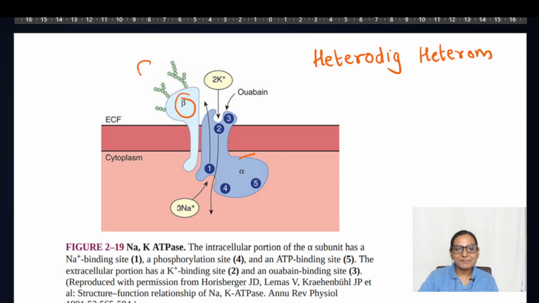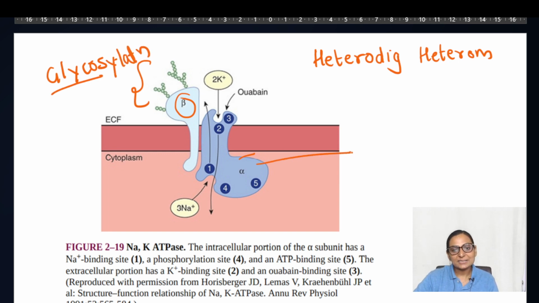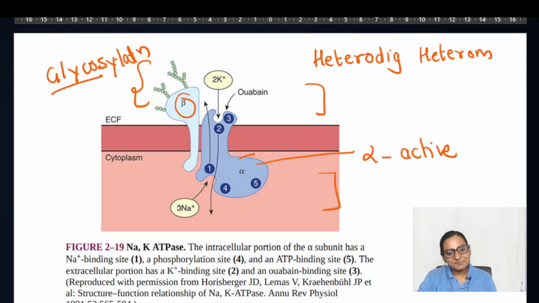Beta only has sites for glycosylation, whereas it is the alpha subunit which is actually the active one, having extracellular and intracellular sites for binding of different constituents. On the side facing the ICF, there is the sodium binding site, ATP binding site, and phosphorylation site. And on the outside, you have the site for binding of potassium and ouabain.